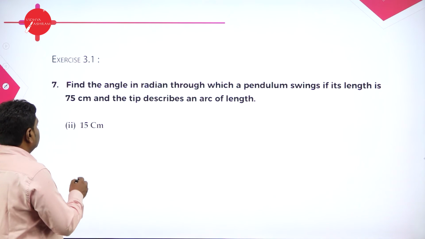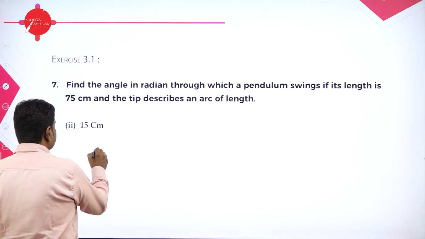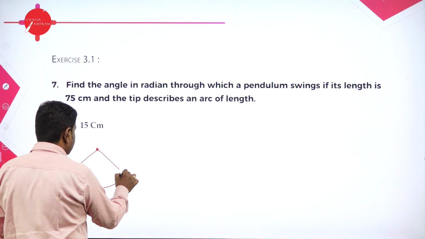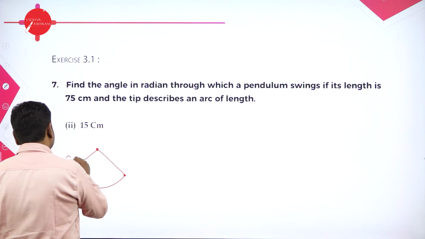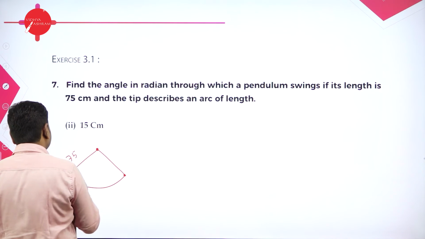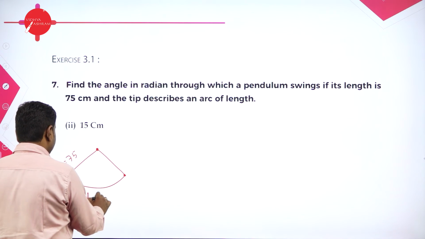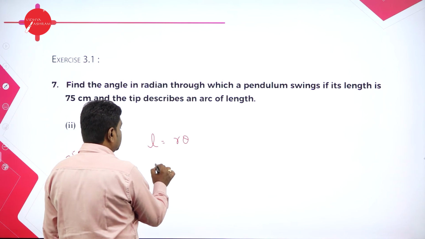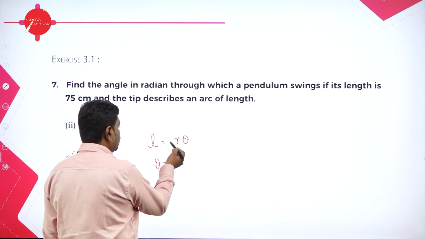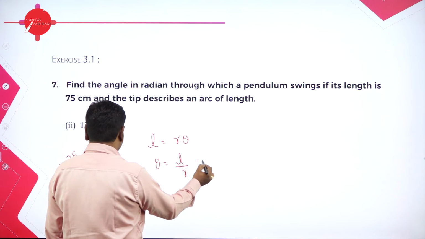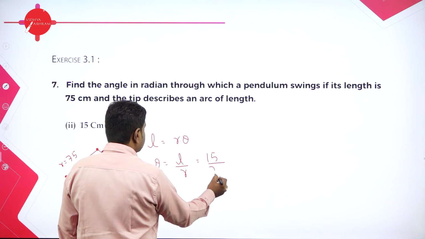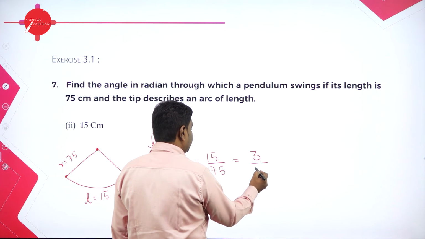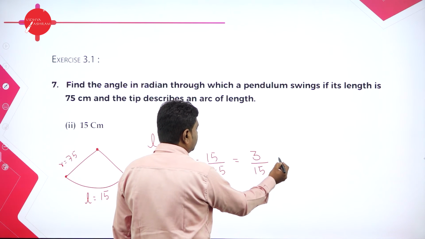So next. Again the same story. Length of the arc is subtending. So this is the pendulum. The pendulum moves and describes an arc, and the radius is fixed. This is R, and the length of the arc is 15 centimeters. L is what? R theta, and theta is what? L divided by R. 15 divided by 75. Both are divisible by 5. 5 3s are 15, 5 15s are 75. So 1 by 5 radians.